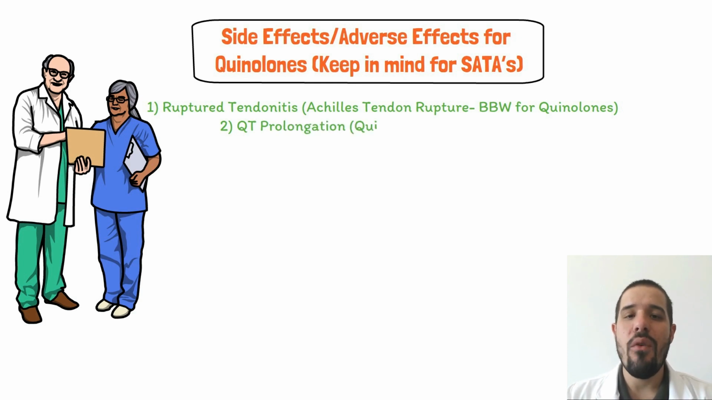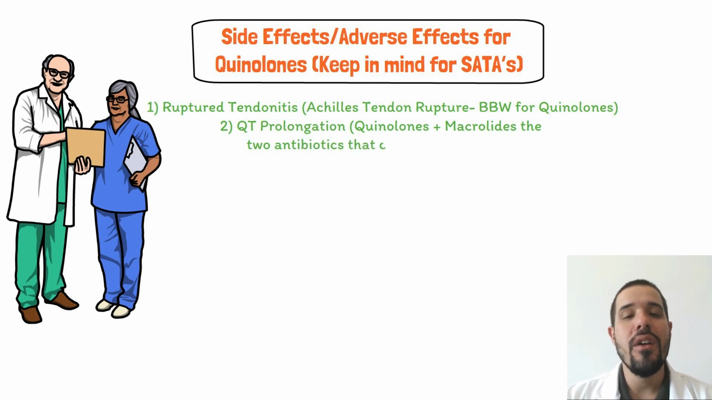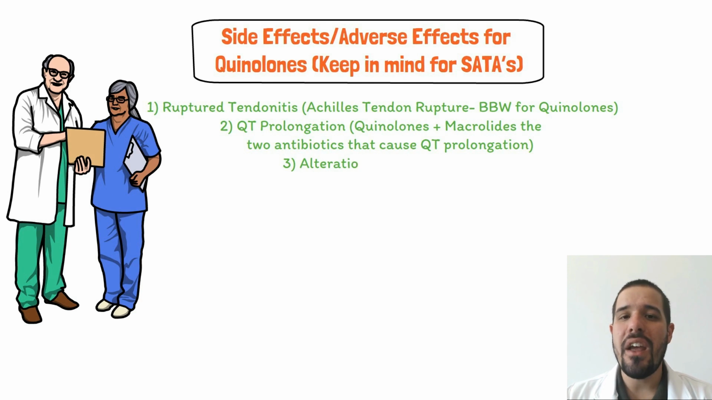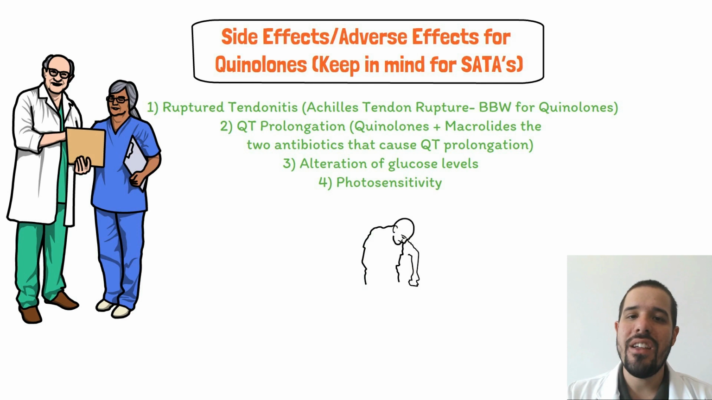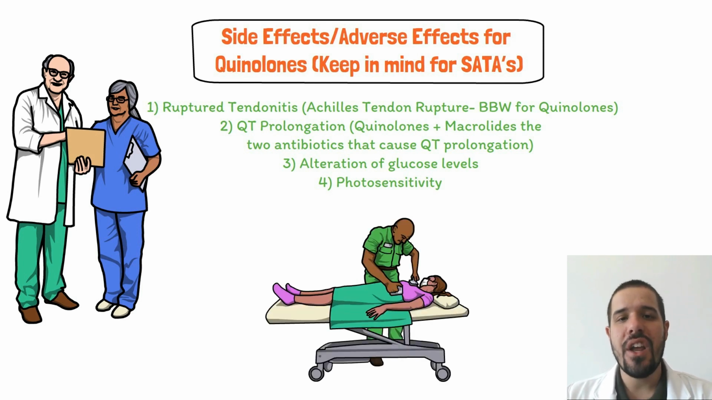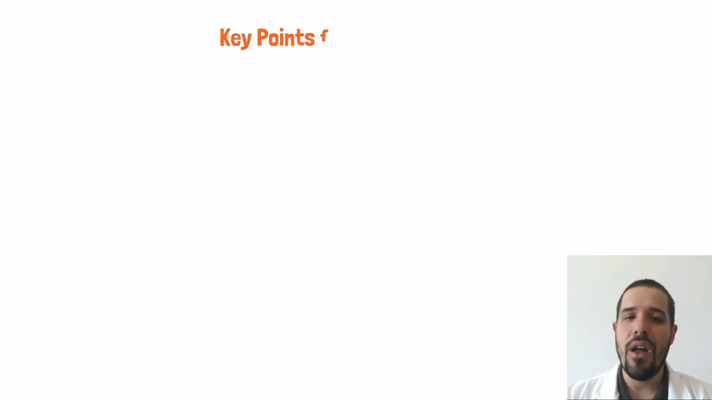The second side effect I want you to make note of is the incidence of QT prolongation. Your quinolones can alter the electrical conduction of the cardiac system, so ensure as a nurse that you are monitoring your client's cardiac system. Third, this medication can potentially alter glucose levels, so be very cautious with your diabetic population. And lastly, photosensitivity is a side effect, so educate your patient on the necessity for sunblock and protective clothing.